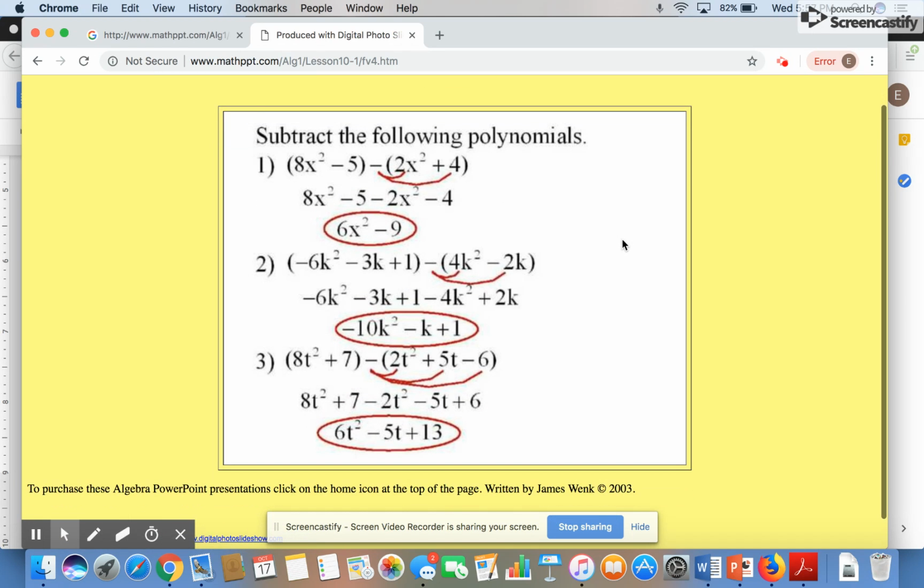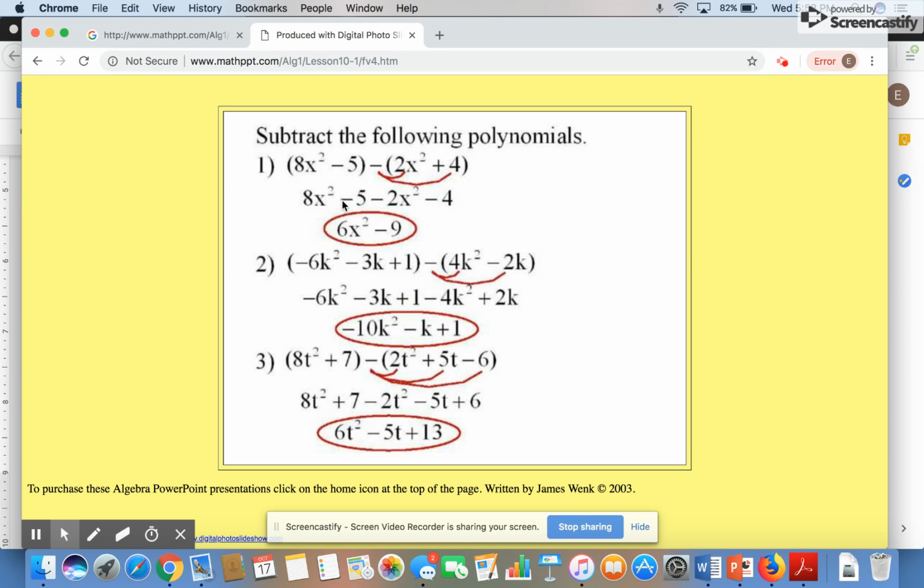And here you just subtract polynomials. It's the same thing, but you have to remember to distribute that negative to both of these terms, because what this means is you're subtracting this whole thing. So you have to first distribute, like what they do here.